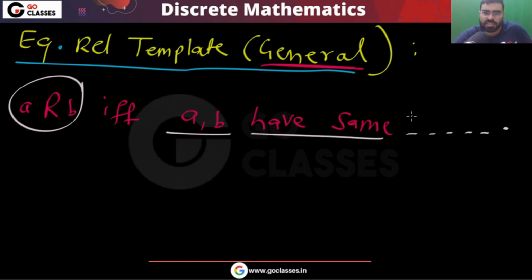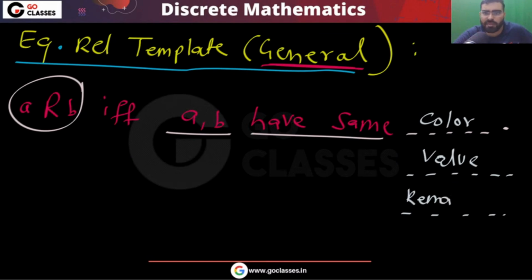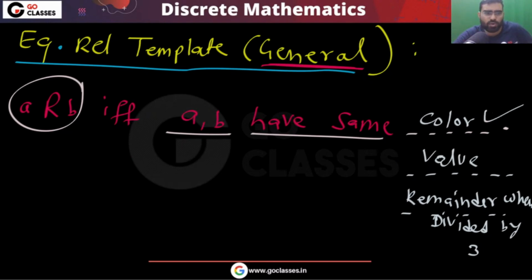For example, you can say have the same color. You can say have the same value, meaning A is equal to B. Or you can say have the same remainder when divided by 3. Are you getting my point? So for example, same color, same value, or same remainder when you divide by 3. All of these, if you notice, are basically equivalence relations.